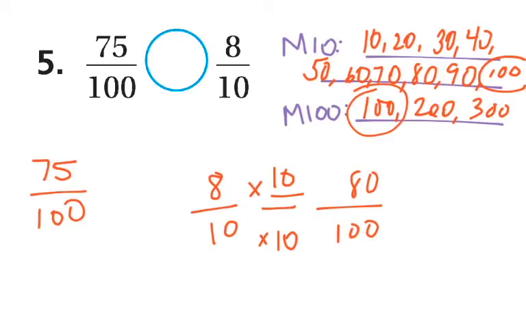So now look at these hundredths. I have 75 hundredths and I have 80 hundredths. Which would be larger? Ding, ding, ding. I believe you said 80. So therefore, 80 hundredths is the same thing as 8 tenths. So 75 hundredths is less than 8 tenths.